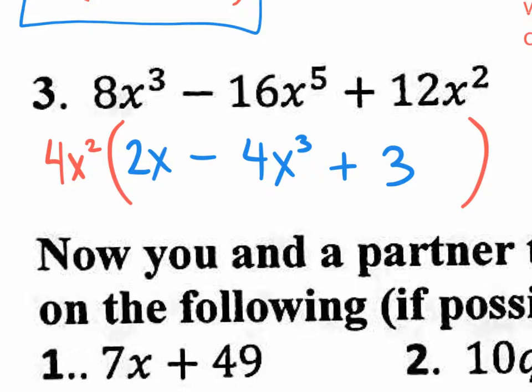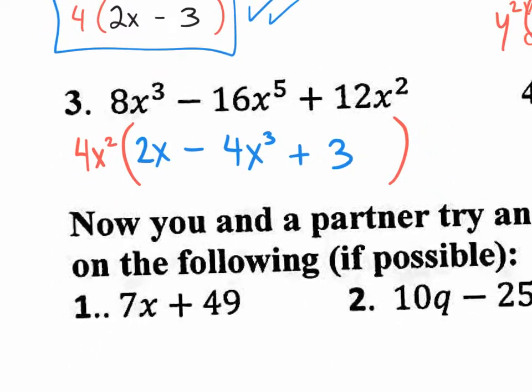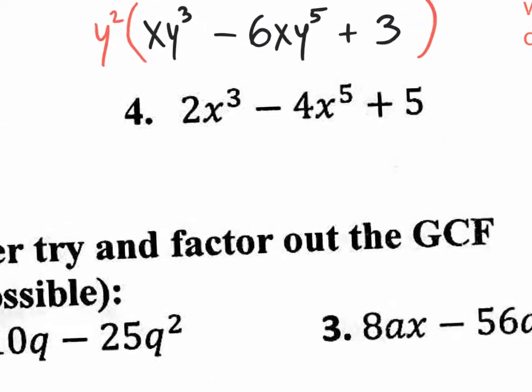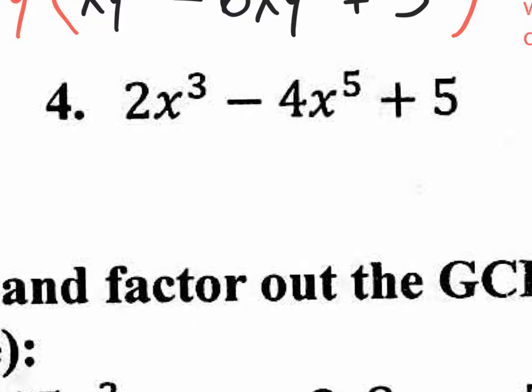Okay, so like I've mentioned before, it's all doing distributive property backwards. So 4x squared times this will get us this first term. 4x squared times that will get us this second term. 4x squared times that will get us this third term. Okay, so you identify the GCF, you identify what's in common in all terms, then you pull that out and figure out what's left over on the inside.